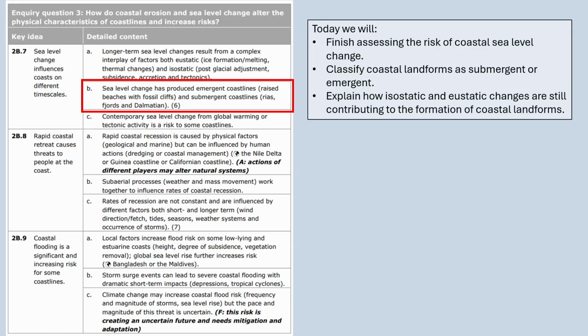So last lesson, we focused on some processes that affected relative sea level, specifically eustatic and isostatic changes. Today we're going to focus on what sort of coastlines have formed due to sea level change by looking at emergent and submergent coastlines. Some of these will hopefully be familiar to you, as we had a look at some of them at the start of the coast topic.